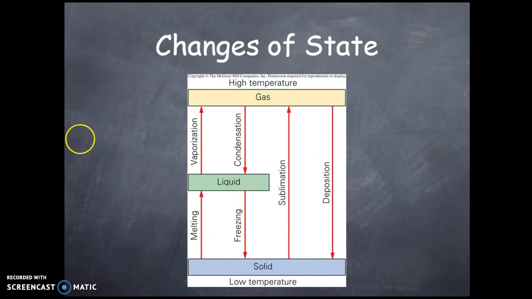As you can see in this picture, solids can melt and become liquids, liquids can vaporize and become gases, gases can condense and become liquids, and liquids freeze and become solids. And there is a possibility of solids converting into gases, which is called sublimation, and gases converting into solids, which is called deposition.